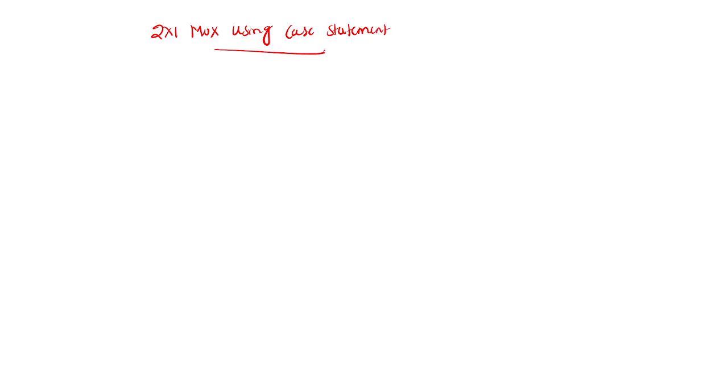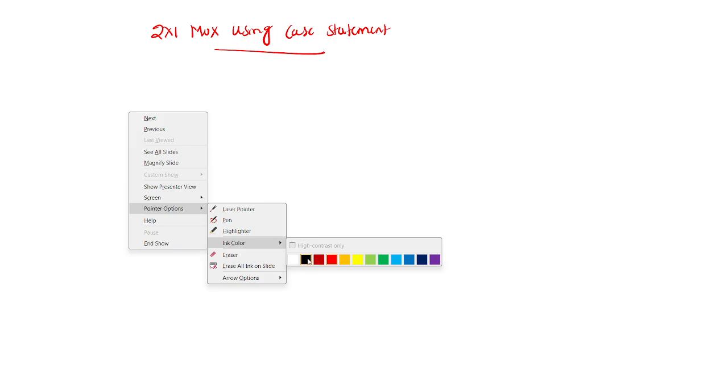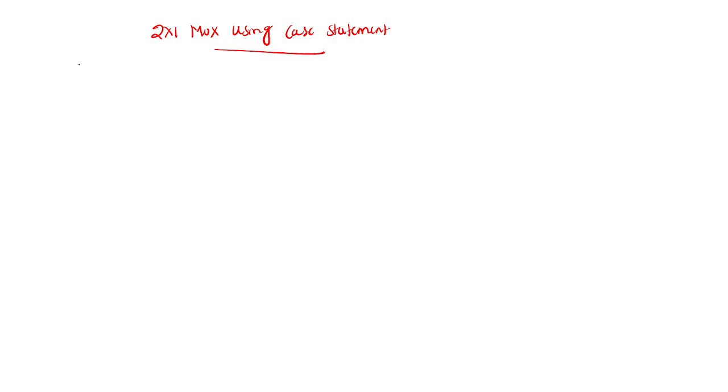Case statement. So when you write the 2 cross 1 mux using a case statement, first you write module. What is my module name? Underscore 2 cross 1 mux.